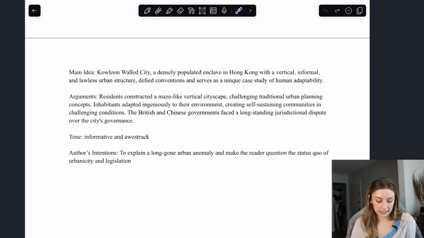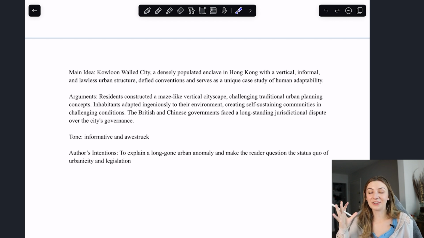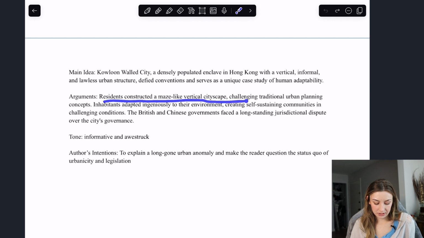I'm getting the whole idea, which is just how interesting and unique this Kowloon Walled City is. I'm honestly getting some tone in here as well, but I think I'm getting ahead of myself. Sorry, let's go on to the arguments. Residents constructed a maze-like vertical cityscape challenging traditional urban planning concepts.